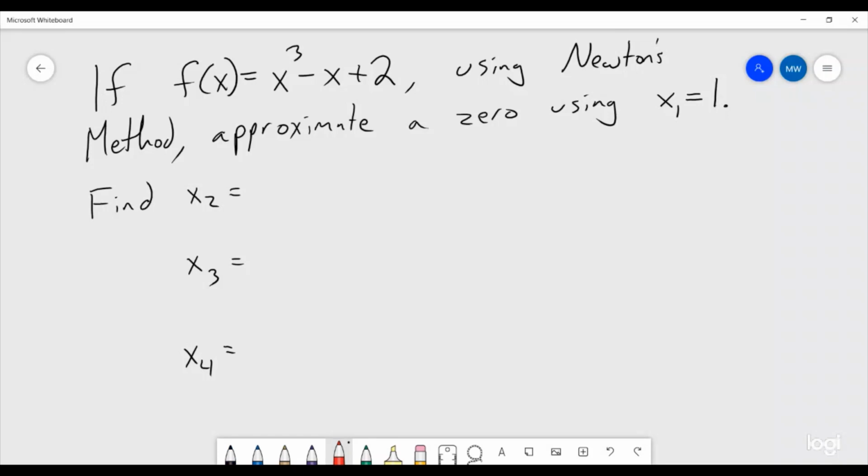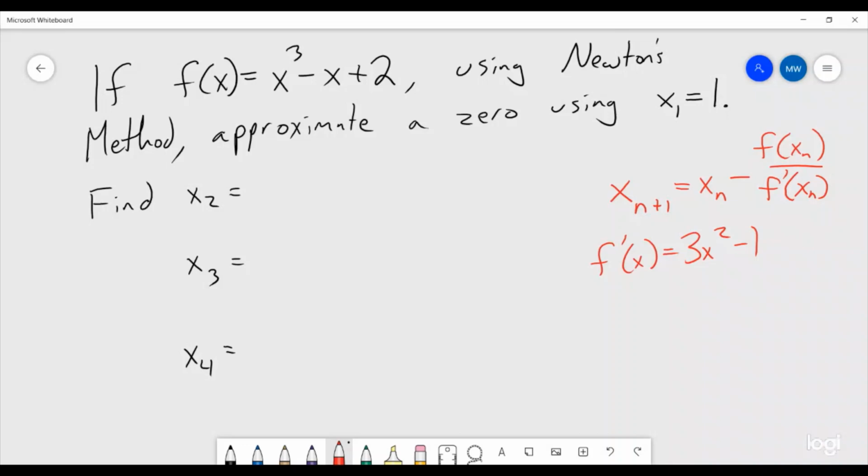Alright, so the way that we do Newton's method, remember, it's x sub n plus 1 is equal to x sub n minus f of x sub n divided by f prime of x sub n. So there we go. That's the form we're going to be using. So first things first, we're going to need to know what's f prime. Well, f prime of x is just going to be 3x squared minus 1.